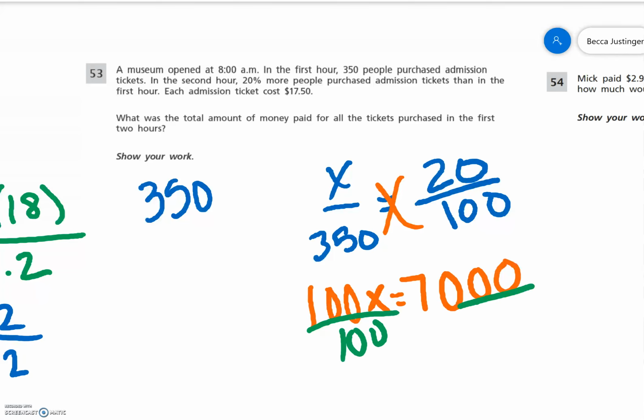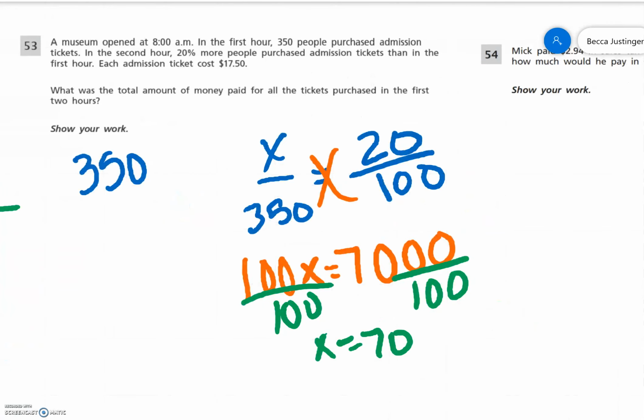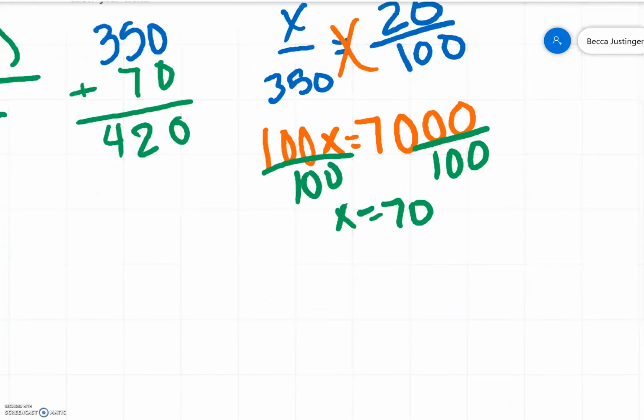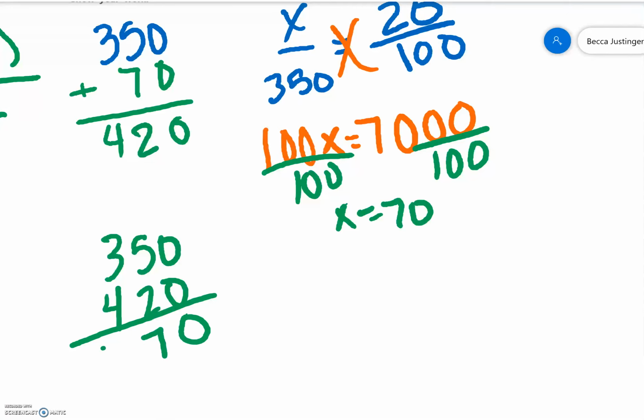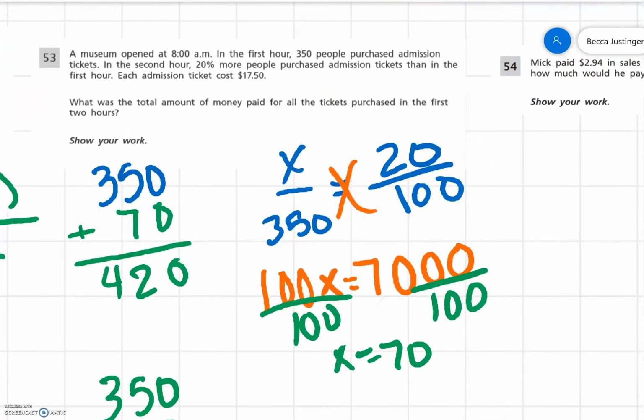Divide both sides by 100, and x equals 70. So in the second hour, 70 more people bought tickets than in the first hour. So we've got to do 350 plus 70, which gives us 420. In the first hour, 350 people bought tickets. In the second hour, 420 people bought tickets. So we add them together. In the first 2 hours, a total of 770 tickets were bought.